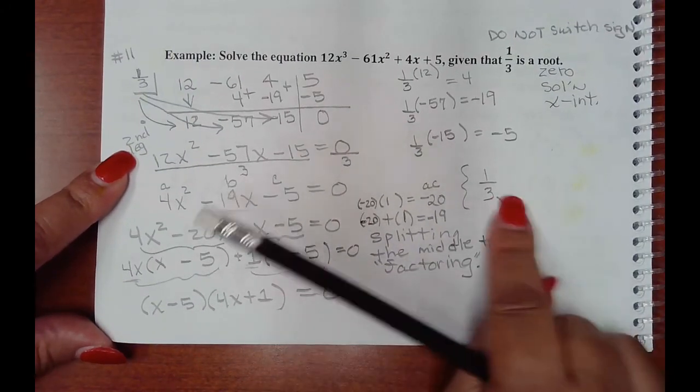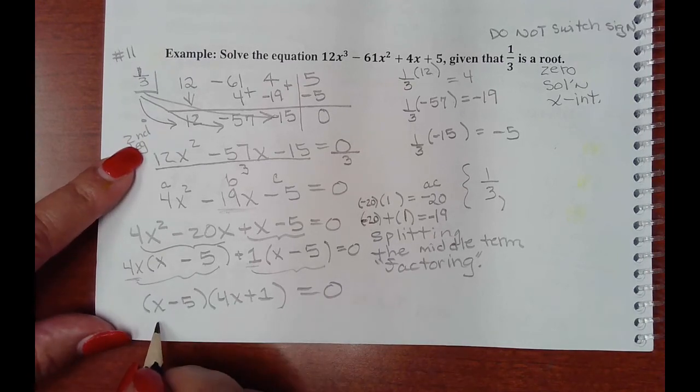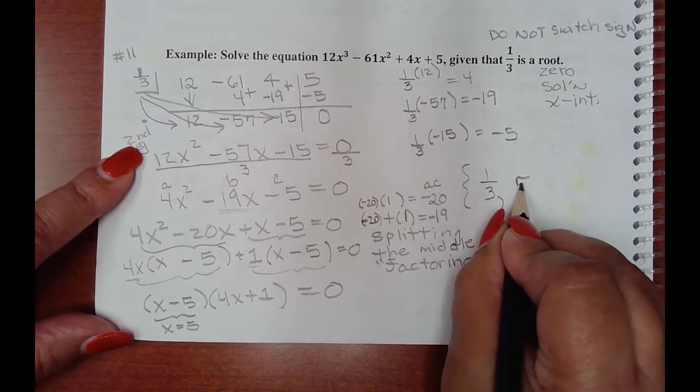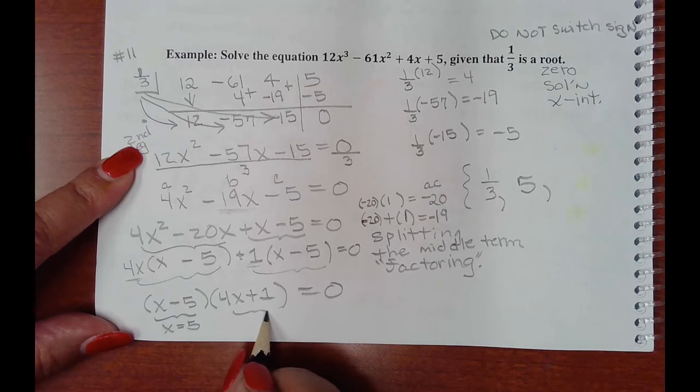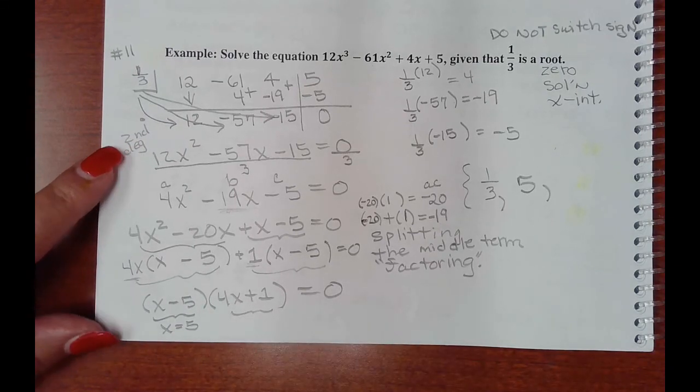So what are the remaining zeros or solutions or roots, whatever you want to call it? Well, what makes this 0? X equal to 5. And what makes this 0? Well, maybe you can do that in your head. It is negative 1/4. Maybe you can't.